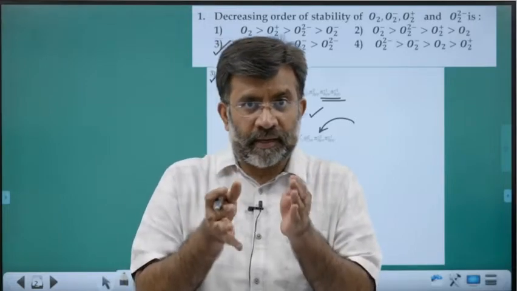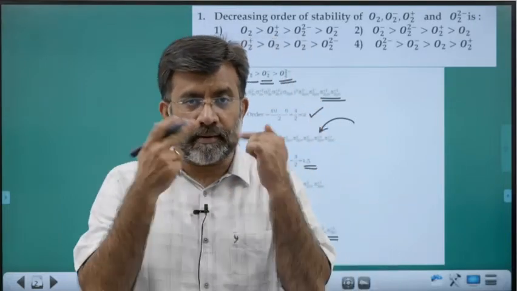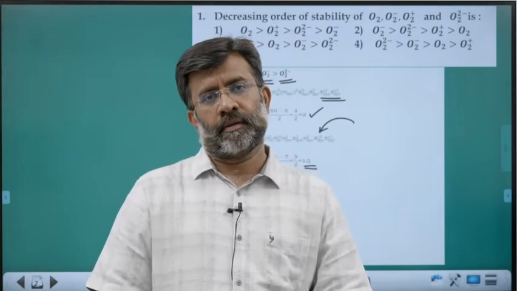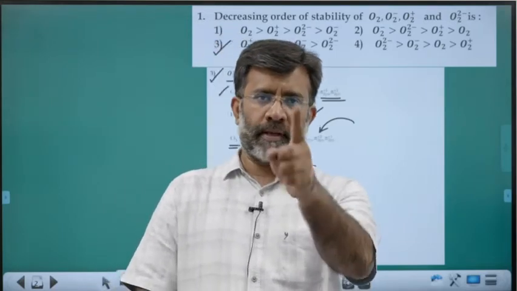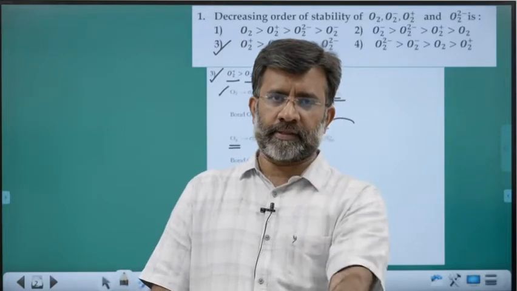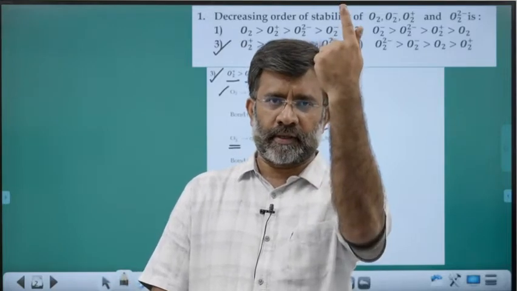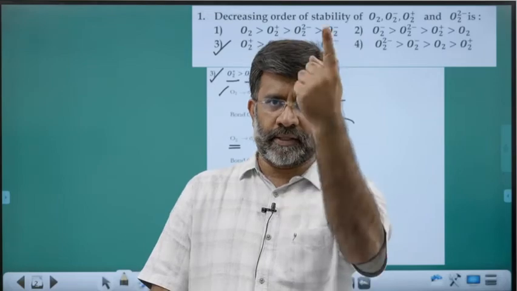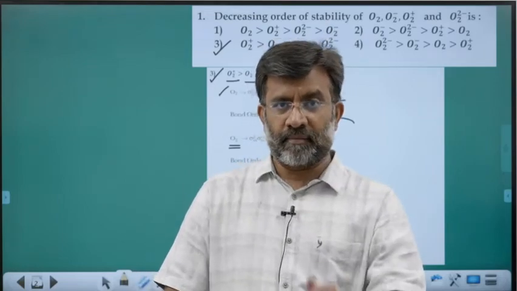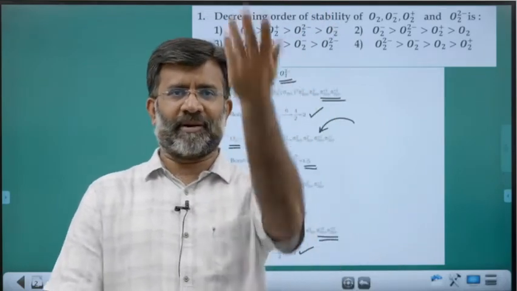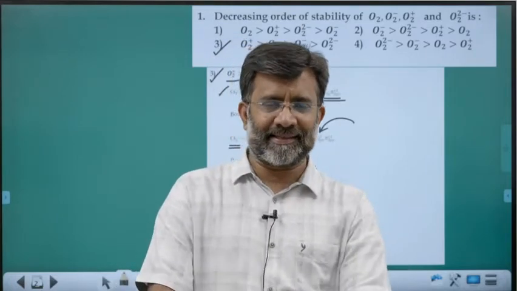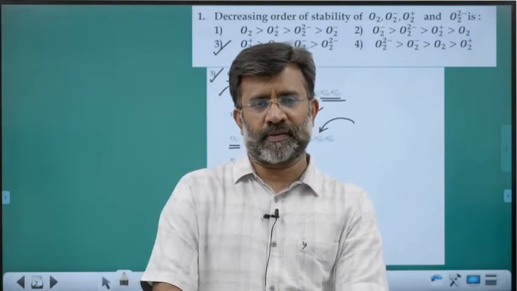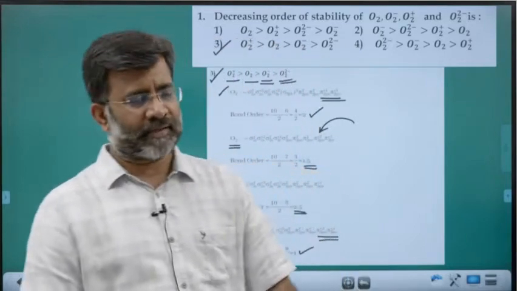It is accordingly the electrons being added and removed based on the pi star orbital. When anti-bonding electrons decrease, bond order increases. When anti-bonding electrons increase, bond order decreases. When bonding electrons increase, bond order increases. When bonding electrons decrease, bond order decreases. You have been taught this in class, right? On to the next question.